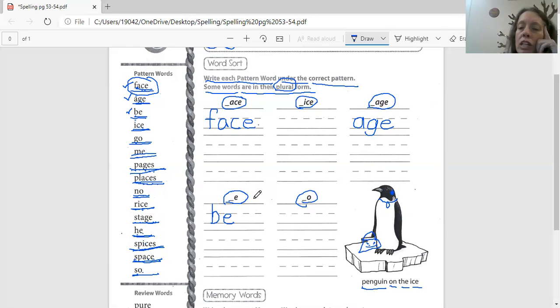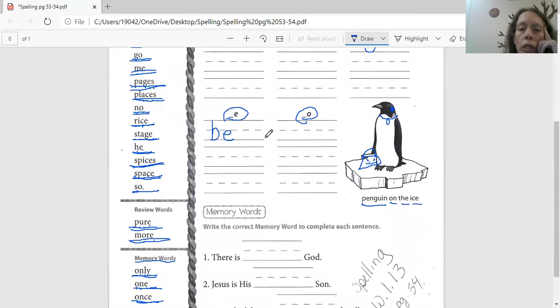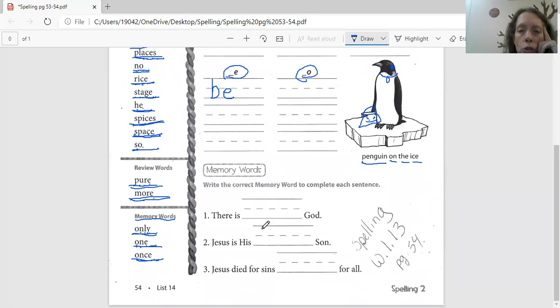Okay. I'm going to let you finish these up right here. But before we do, let's go down and look at our memory words. When I'm done with the video, you can come back if you need to see it again, or you can just finish the page on your own. This part says memory words, and let's read and repeat the directions. It says, write the correct memory word to complete each sentence. When you use the memory words, here are my memory words right down here. These are the words that are going in here.